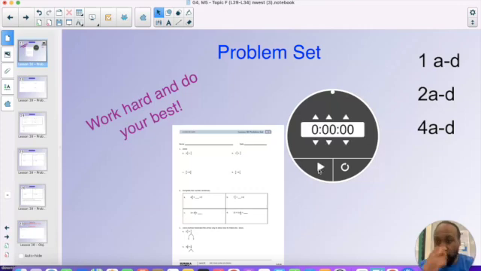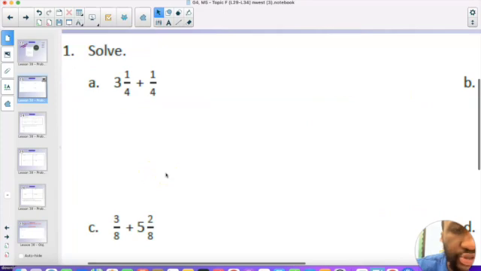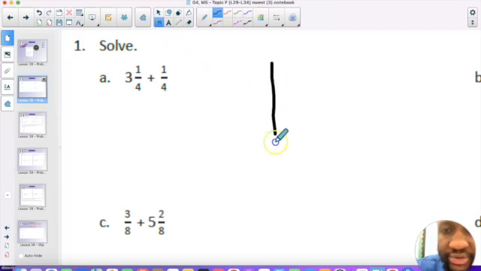All right, I'm gonna go over one from each problem. So I'm gonna go over 1A from number 1, 2A from number 2, and then 4A as well. All right, let's go ahead and get into it. Let's get to this final part. I'm gonna show A on the board, so I have to do 3 1/4 plus 1/4. So I'm gonna make my handy marker here.